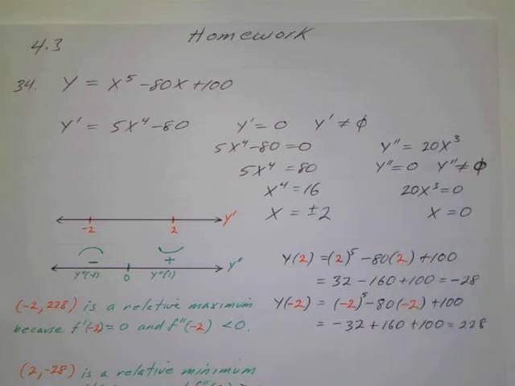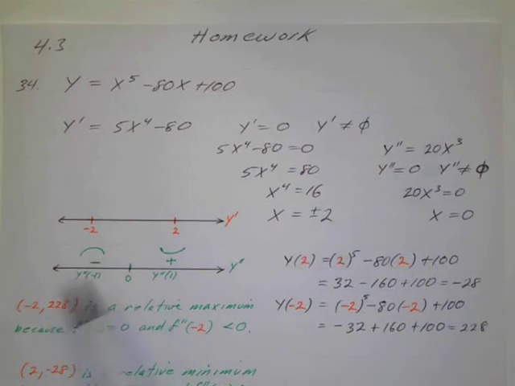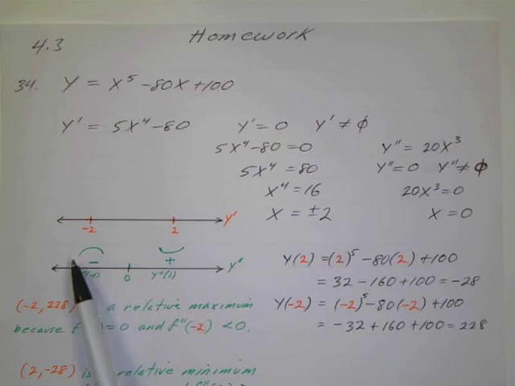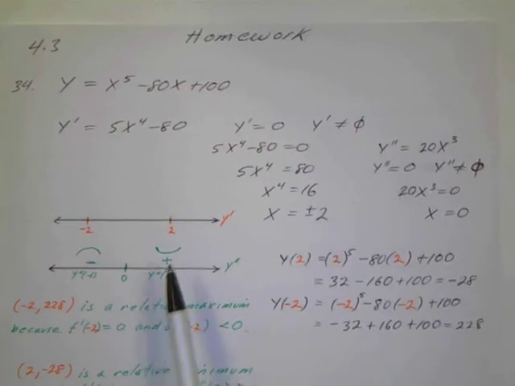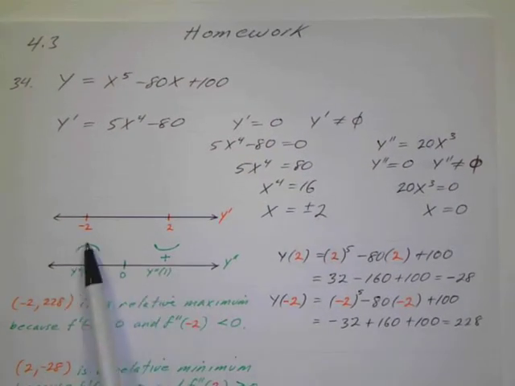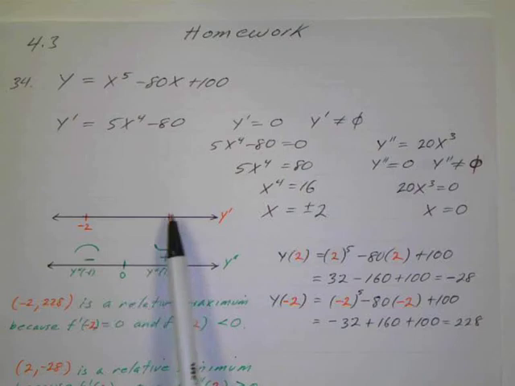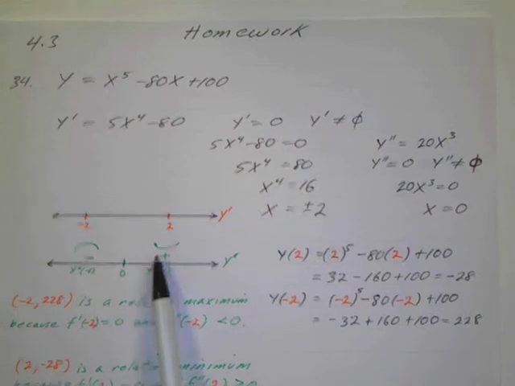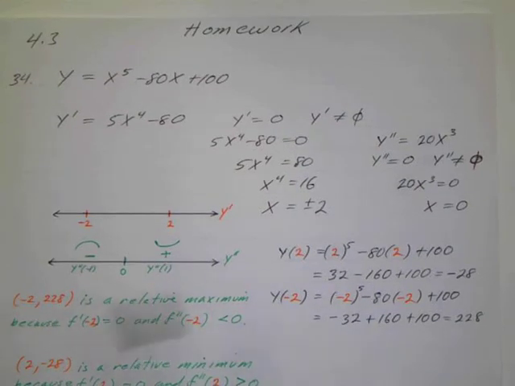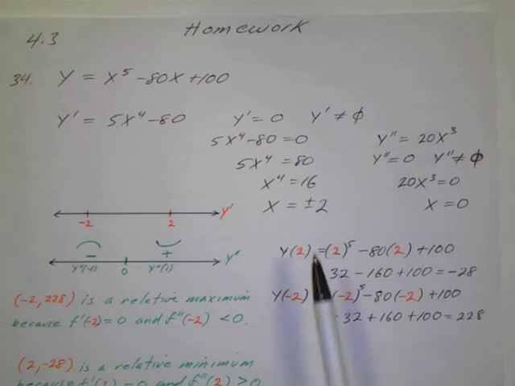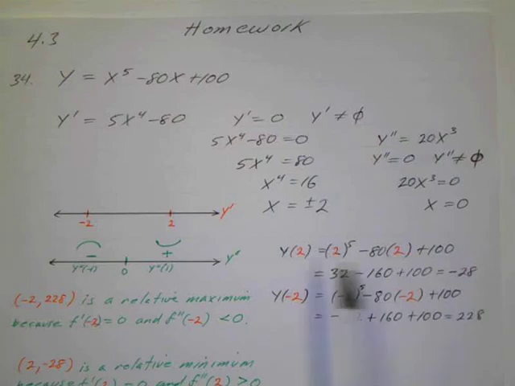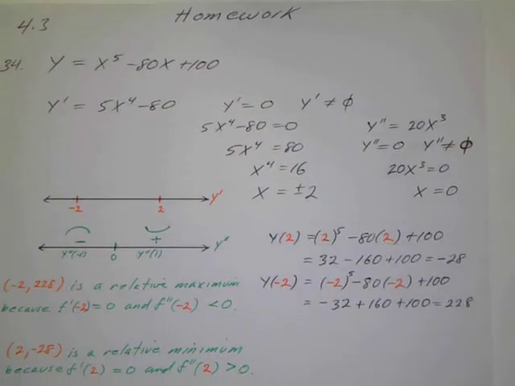So x equals 0. It just depends on the sign. So when x is negative, it's negative. When it's positive, it's positive. So to the left of 0, it's concave down; to the right of 0, it's concave up. So this is definitely going to be a relative maximum, and this is definitely going to be a relative minimum, just by looking at the concavity. So what's the value that goes with 2? If I put 2 in my original equation, you can see right over here what you're going to get.